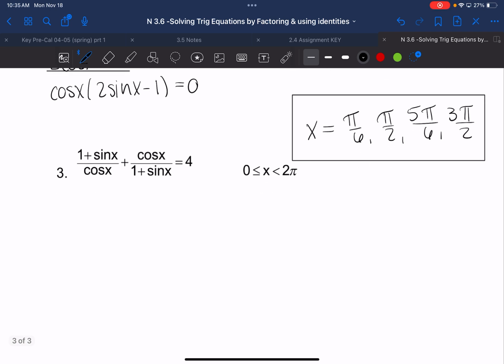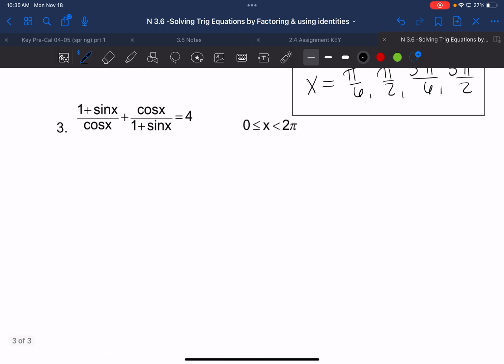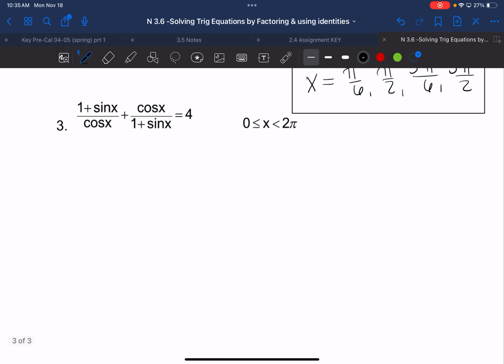Okay, last one. Okay, if I'm going to add 2 fractions, what do I have to do? Get a common denominator. Okay, so I should multiply my first fraction by 1 plus sine, right, in the top and bottom. What do I multiply that second fraction by?